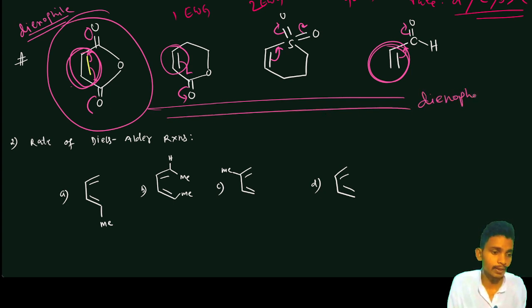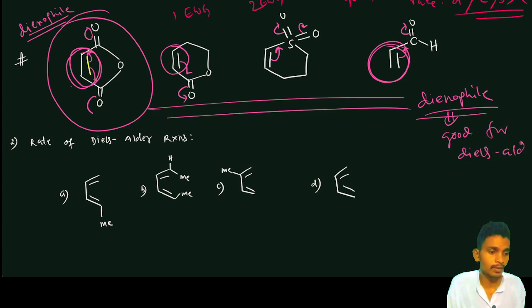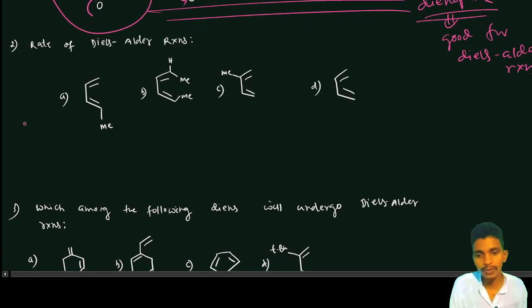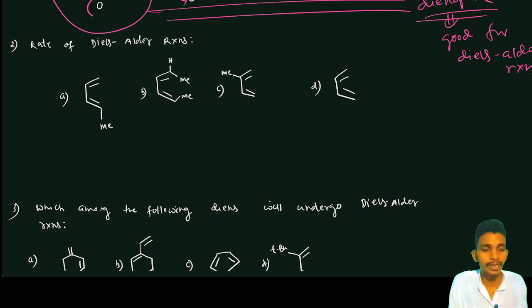Dienophiles, not diene. Okay, dienophiles are good for Diels Alder reactions. Now, next question. If I talk about the diene case, the electron donating group is okay, but one more factor is needed, that is s-cisoid and s-transoid. So what do we mean by s-cisoid and s-transoid?